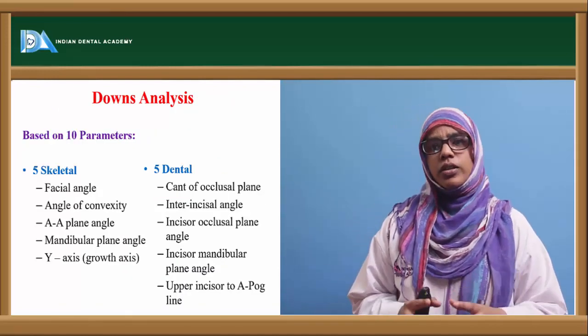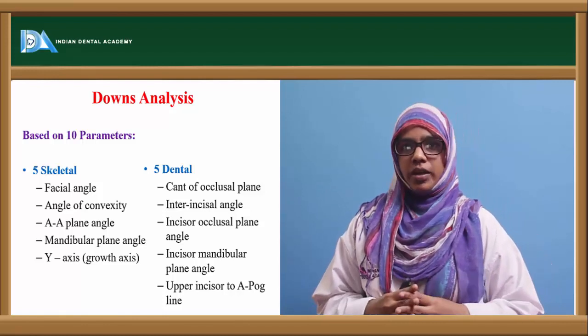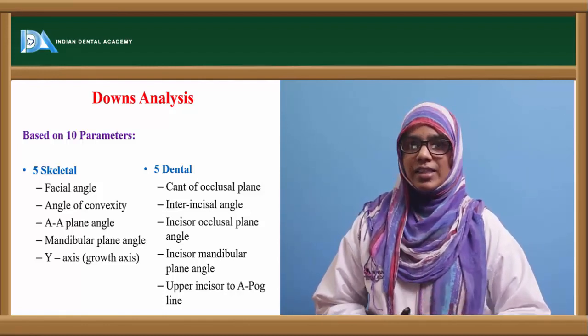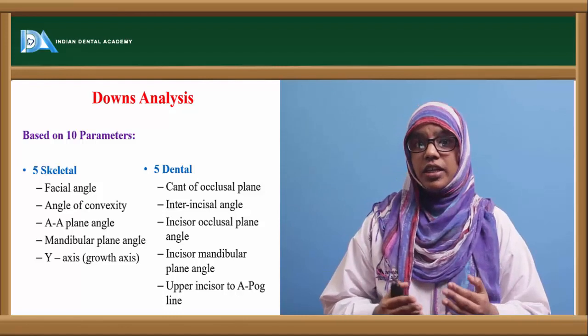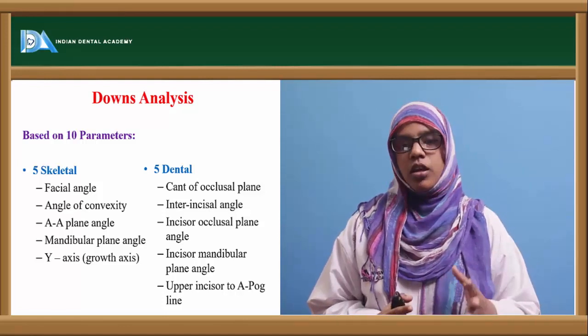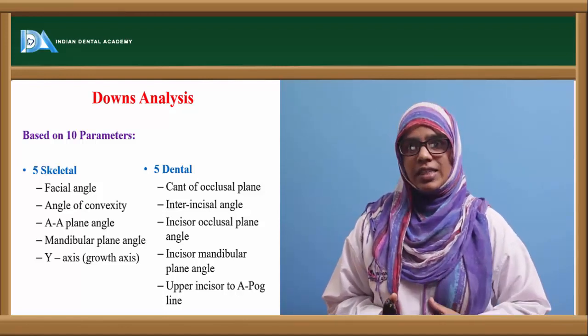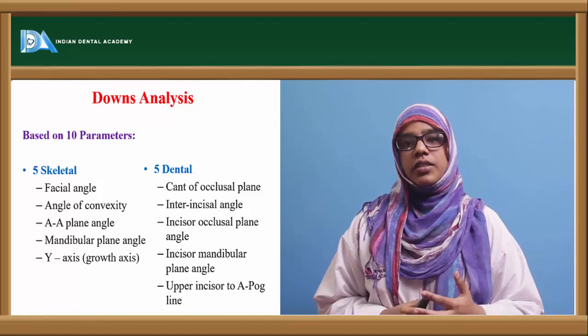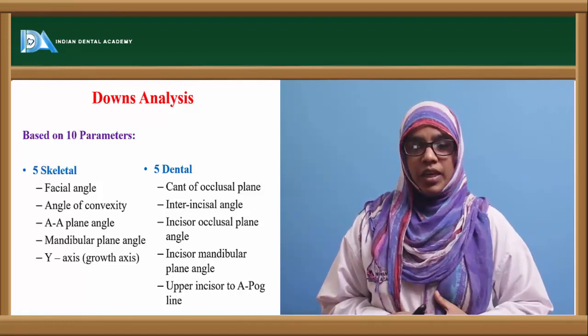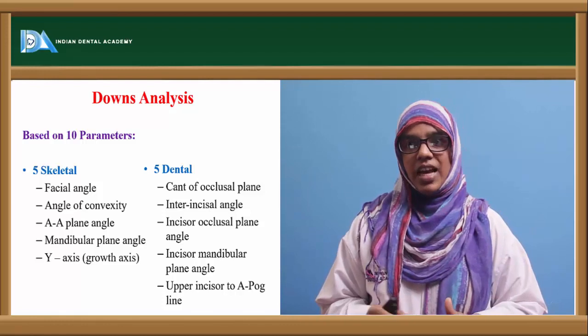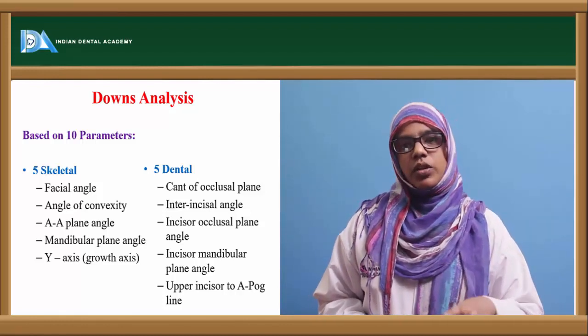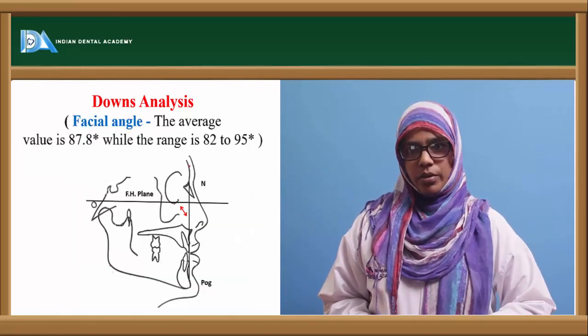Now, all these soft tissue markings and hard tissue markings are helpful to do an analysis of the facial skeleton so that we can carry out orthognathic surgery. One of the most commonly used analyses is Down's analysis. Now, this is based upon 10 parameters. It has 5 skeletal parameters and 5 dental parameters. Each of these parameters we look at separately.